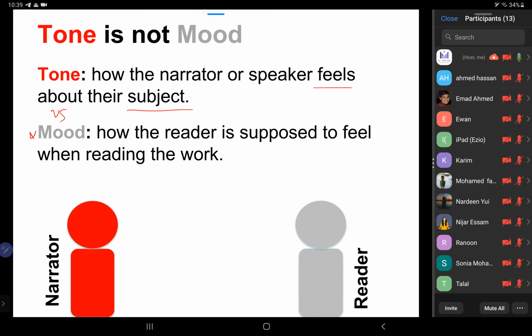disappointed or depressed throughout the story. The narrator may be just telling you the topic in an objective way. He's not feeling sorry for him, but you as a reader maybe feel different than the narrator. You will feel sorry for him, maybe you will feel sympathetic with him. So it can be different, that the tone of the writer sometimes is different than what you feel. So again, the narrator is the tone, the reader, how we feel, is the mood.